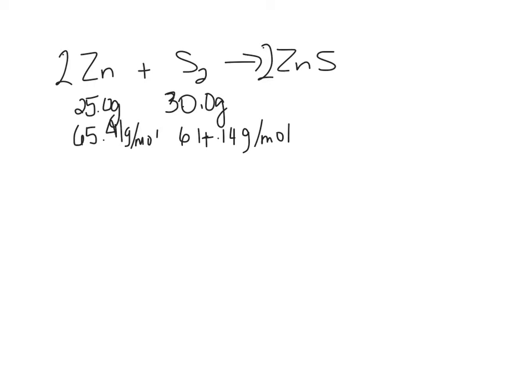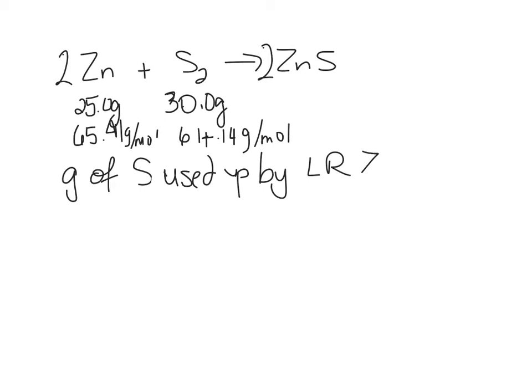So we're going to try and figure out the grams. Oops, why did I put 8? These are called allotropes. An allotrope is the same element but a different number of that element. So there's S2, there's S4, there's S, there's S8. So we want to figure out the grams of sulfur used up by our limiting reagent zinc.